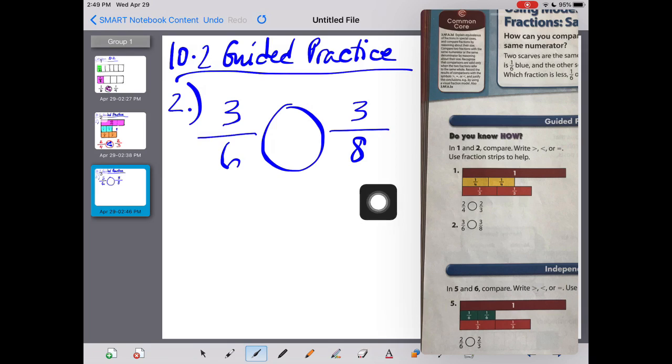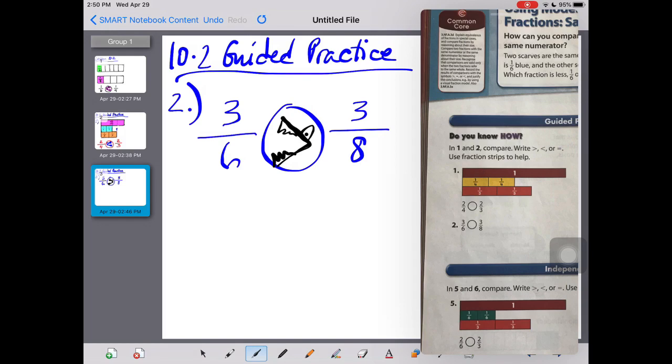Now remember, in fractions, if the numerator is the same, the smaller the denominator, the bigger the pieces. So 6 is definitely smaller than 8. So 3 of those 6 pieces will give you more than 3 of the 8 pieces. So we would want to say that 3/6 is greater than 3/8. That alligator is going to be eating the 3/6, going to get a bigger piece.